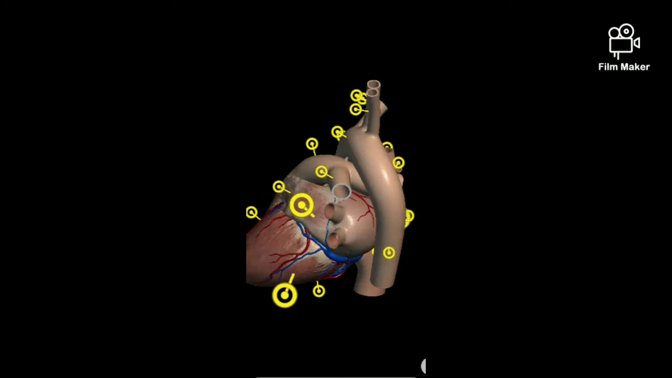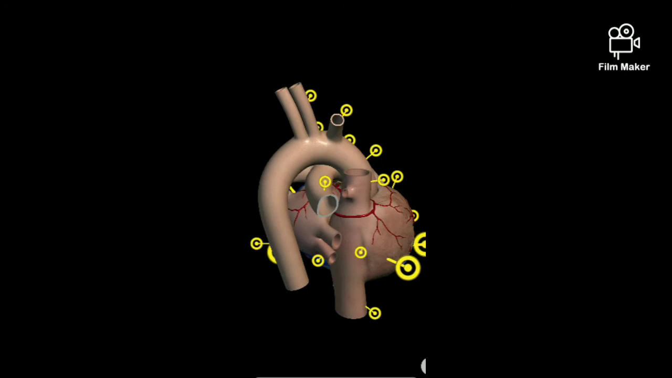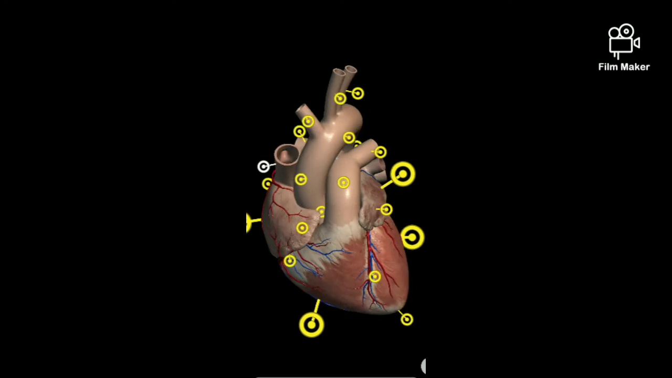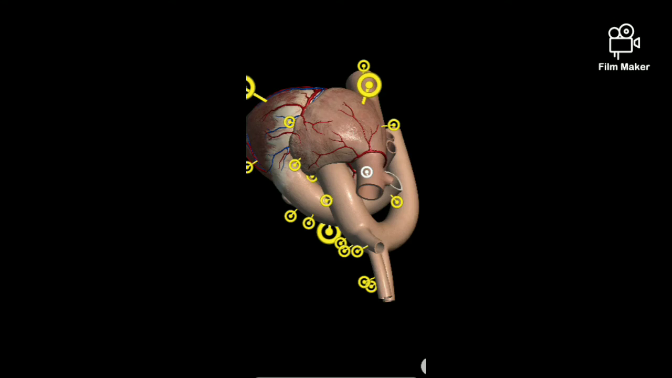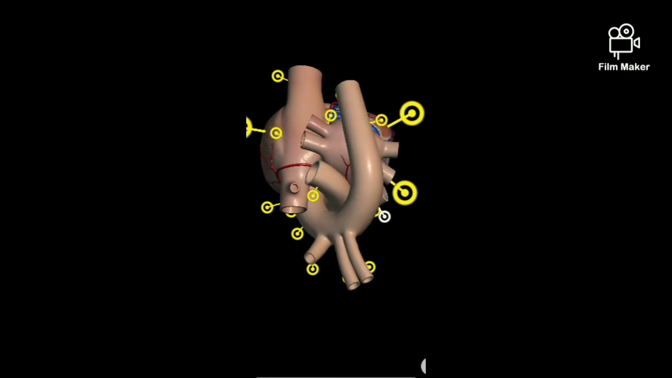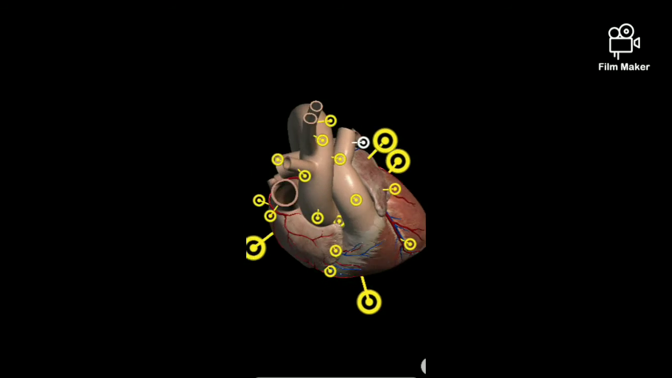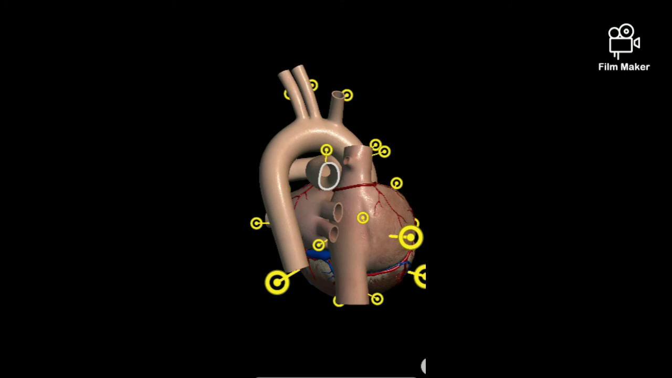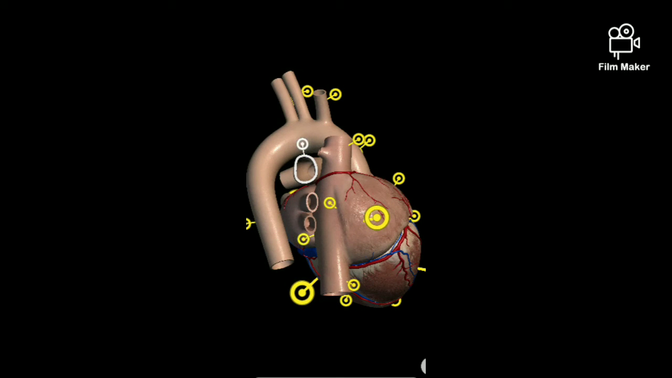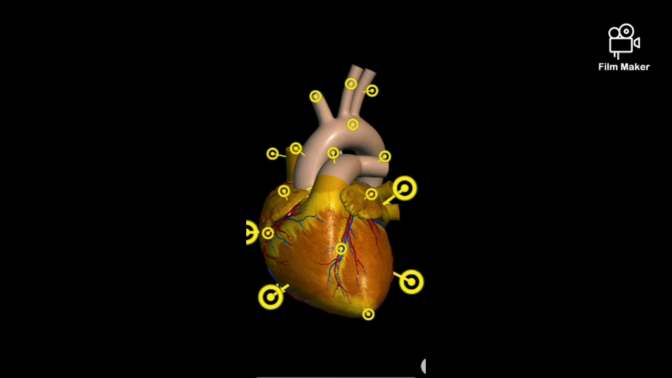Now come to the pulmonary vein. Where is the pulmonary vein? You don't know? These are the pulmonary veins, but the name is not shown. Don't worry.